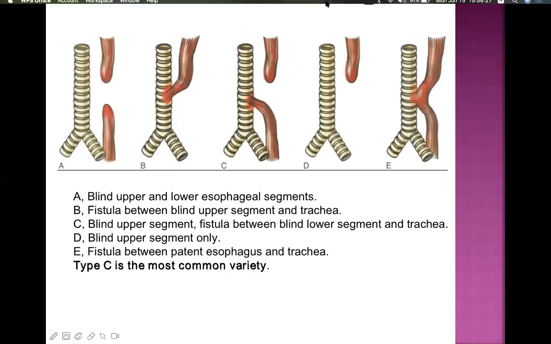Now, please pay attention here. Let me explain all those things one after the other. Now see here, this is the trachea. The trachea is divided into two bronchi, and you can clearly see the tracheal rings. Now this is the esophagus. See here, this is called atresia. The upper part of the esophagus is blindly ended, and the lower part has no connection with the upper, and there is a big gap between them. This is called atresia.